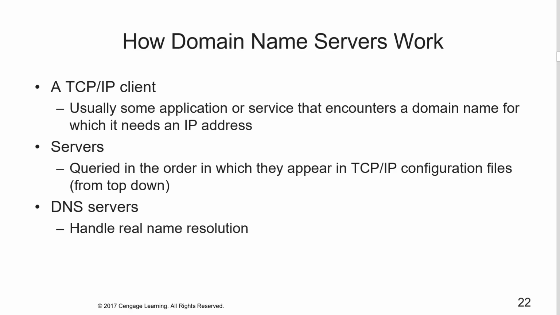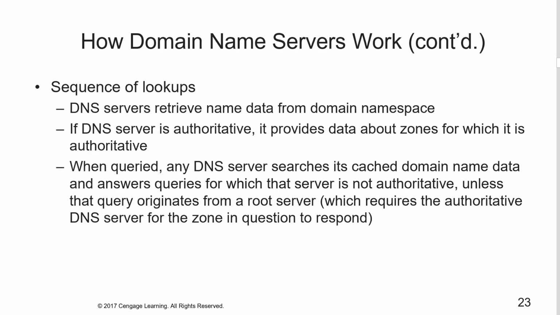The servers are then queried in the order in which they appear in the configuration files. So in Windows, that's going to be registry entries. It's a flat file in Linux or Unix. And it starts from the top down. And it walks through the sequence of lookups that produces a reply from whichever domain the name server is queried. DNS servers, again, handle real name resolution. And we talked about the sequence of lookups.